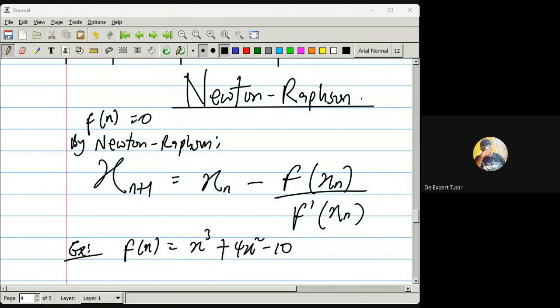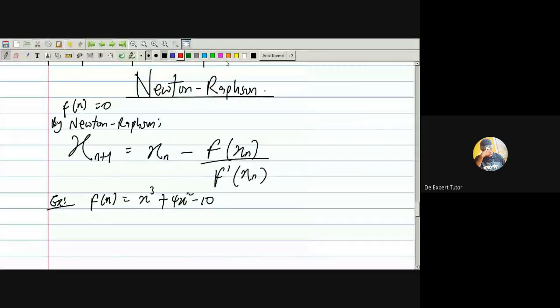Yes, don't worry. I will stop at Raphson. I'll stop at Raphson, don't worry. So looking at this, I want to solve that question that we solved with bisection, fixed point iterative, and this.